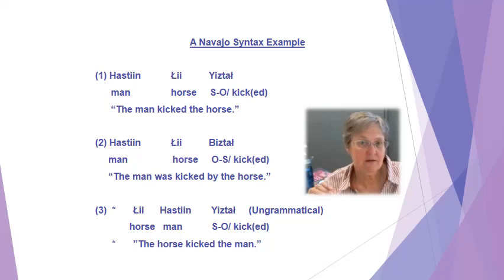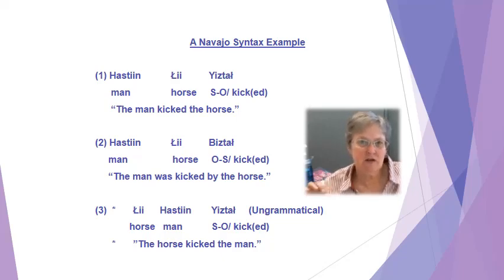Hastin, man, kli, horse. Now, just changing the prefix on the verb from yi to bi. Now it's bistal. Again, past or present doesn't matter. Now we're saying the man, the horse, read the first noun as the object and the second noun as the subject. And now it means the man was kicked by the horse. That's okay to say in Navajo too. The man was kicked by the horse.